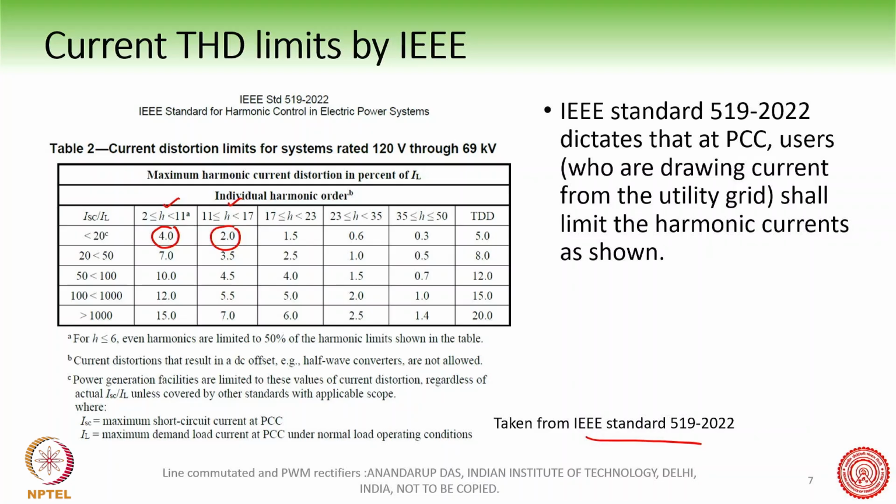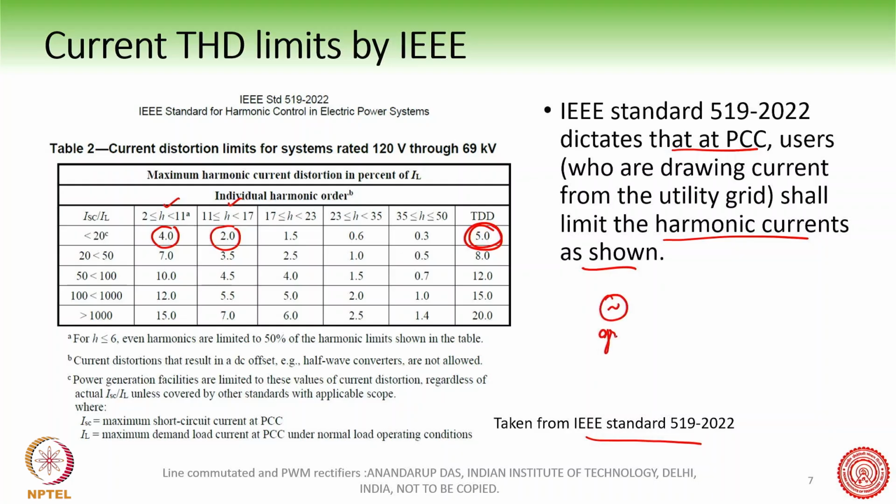Okay, so you can see here that the total harmonic distortion for all the harmonics should be less than 5%. This standard says that at the PCC, which means point of common coupling, the users who are drawing current from the utility grid shall limit the harmonic currents as shown, which means that you have a grid here.